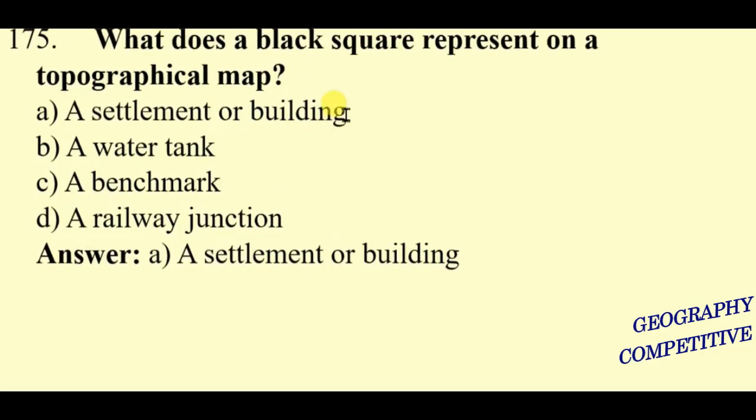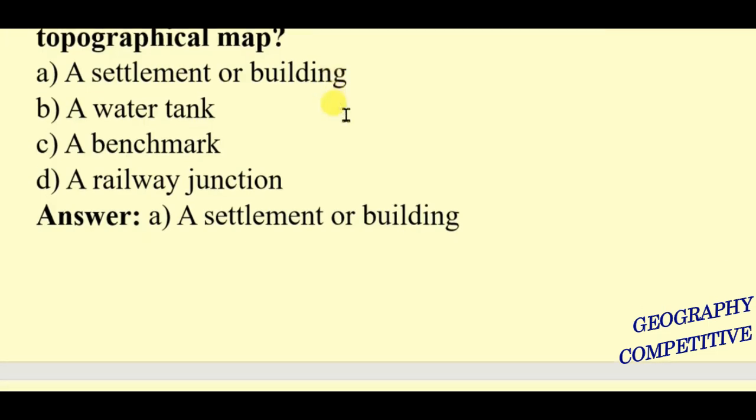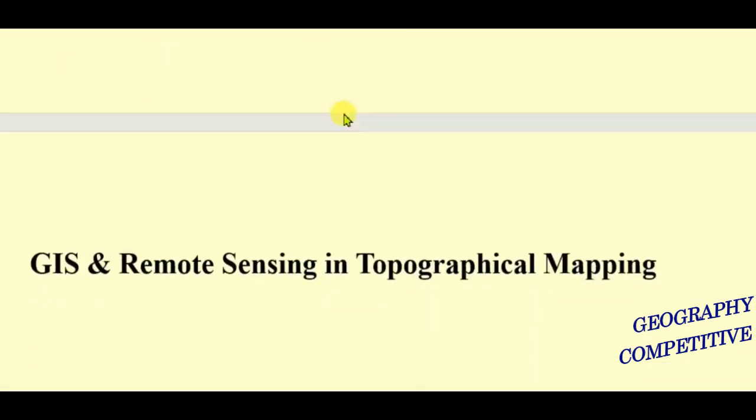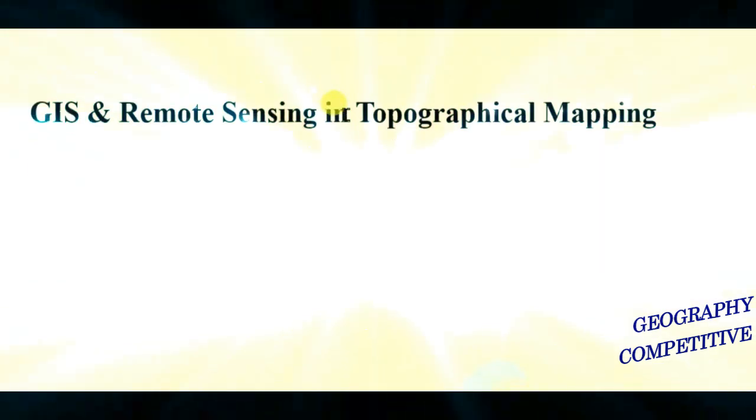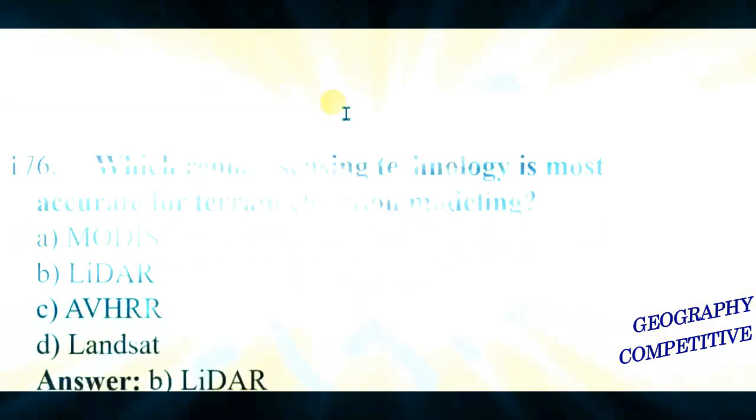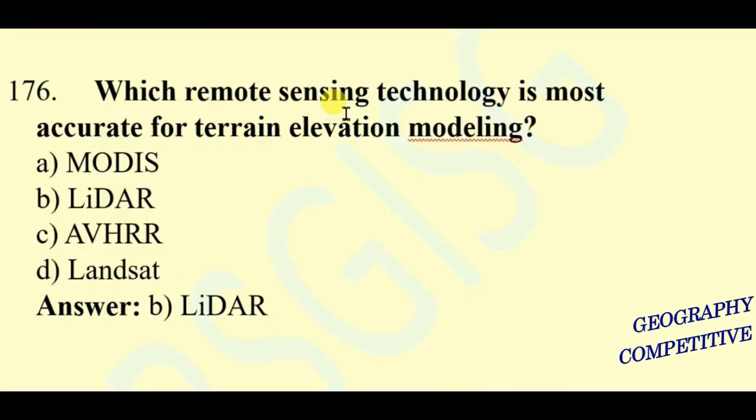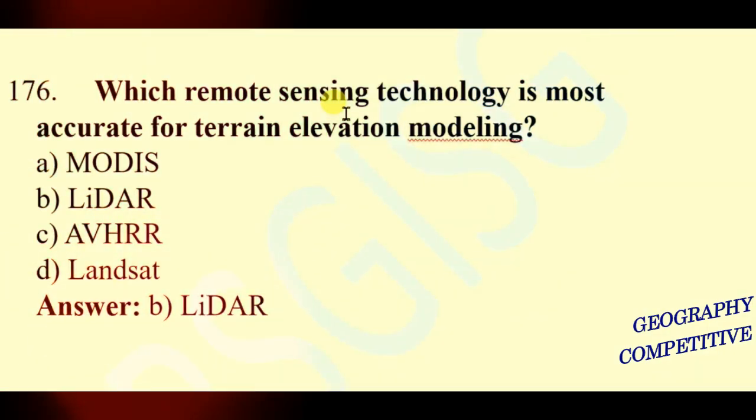At the same time, along with the black square, sometimes it is a red square also to show the settlement or building. Now the category: GIS and remote sensing, topographical mapping. Question 176. Which remote sensing technology is most accurate for terrain elevation modeling? Options are LiDAR, VHRR, Landsat.